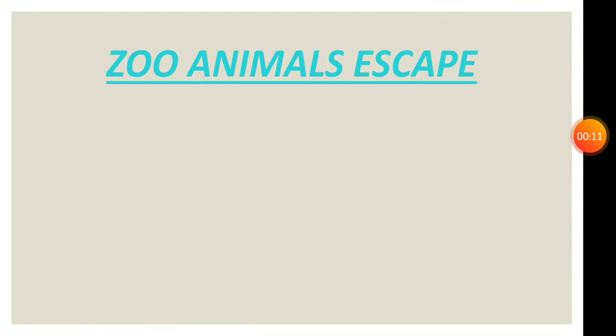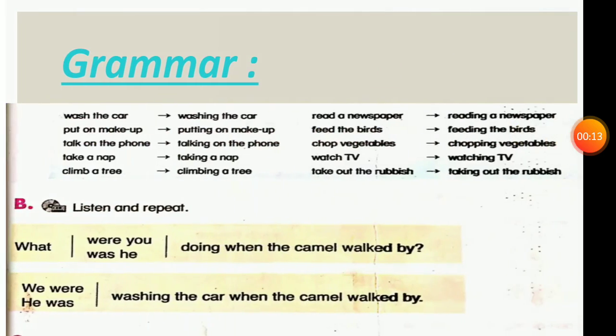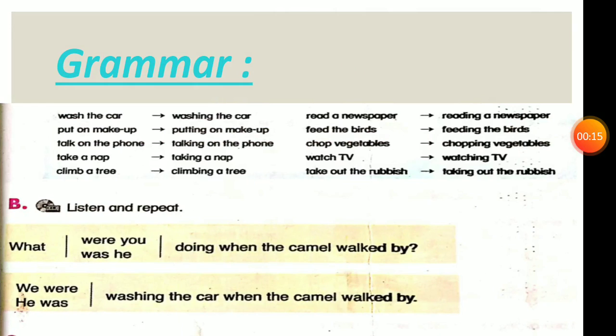How are you today? Let's take our second part in our unit 7, Zoo Animals Escape. Here we will take the grammar. Let's see the verbs. Number 1, wash the car.